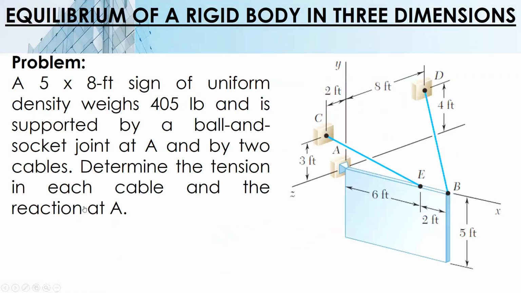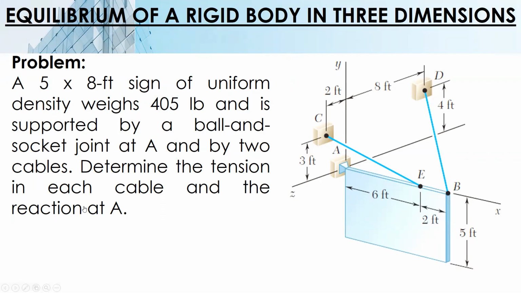Okay. So let us solve some problems. A 5 by 8 feet sign of uniform density weighs 400 pounds and is supported by a ball and socket joint at A and by 2 cables.